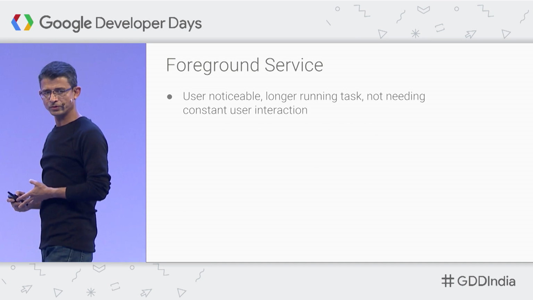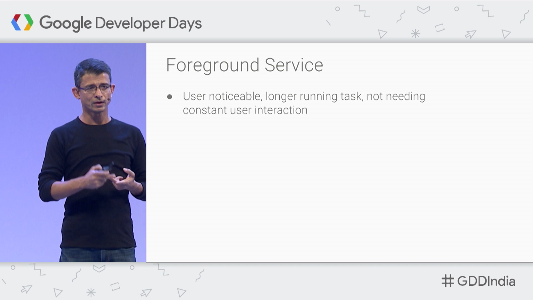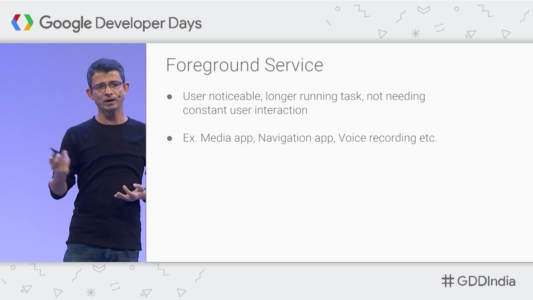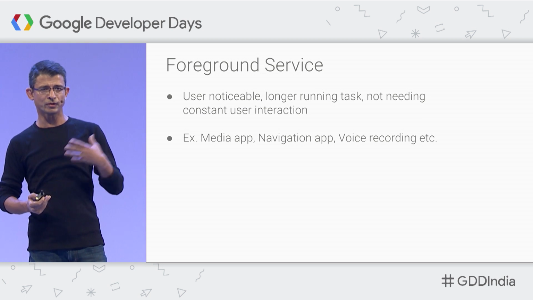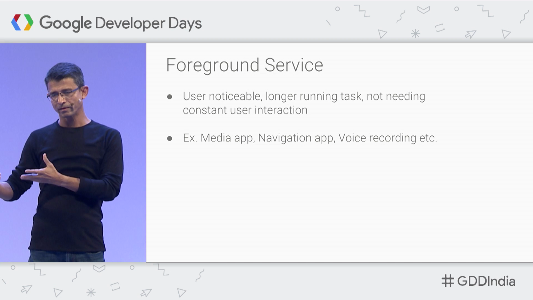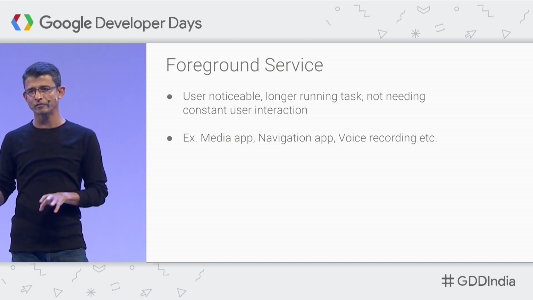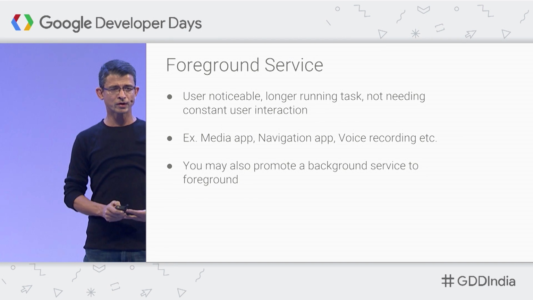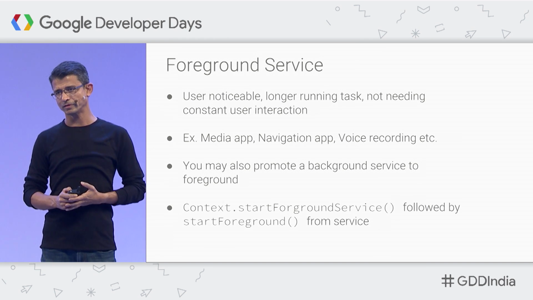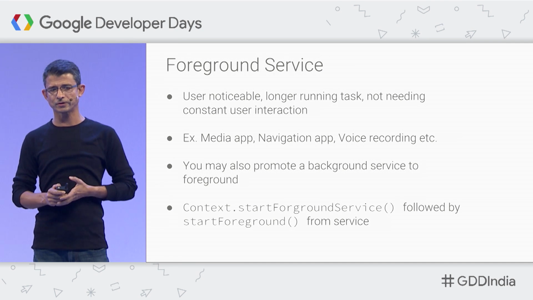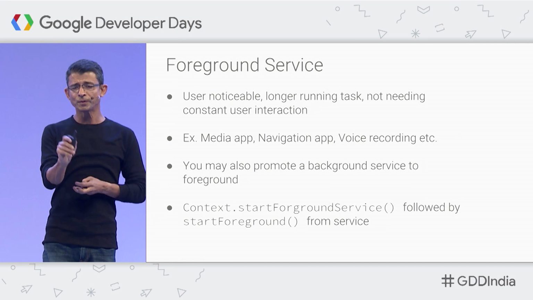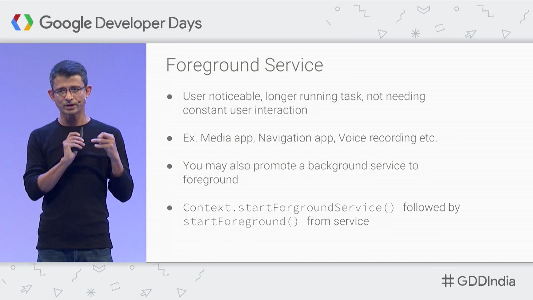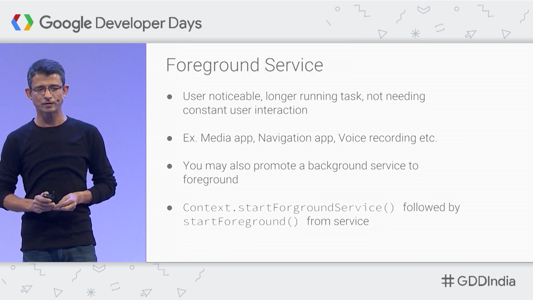A foreground service can also be used for a user-noticeable, longer running task which does not need user interaction. An example of this could be a media app, where you want to play some music, or a navigation app that needs to keep running even when the screen is off. Use a foreground service. You may also promote a background service to a foreground service by calling startForegroundService, a new method defined in Context, which creates a foreground service while you are in the background. You can do that in Oreo and above.